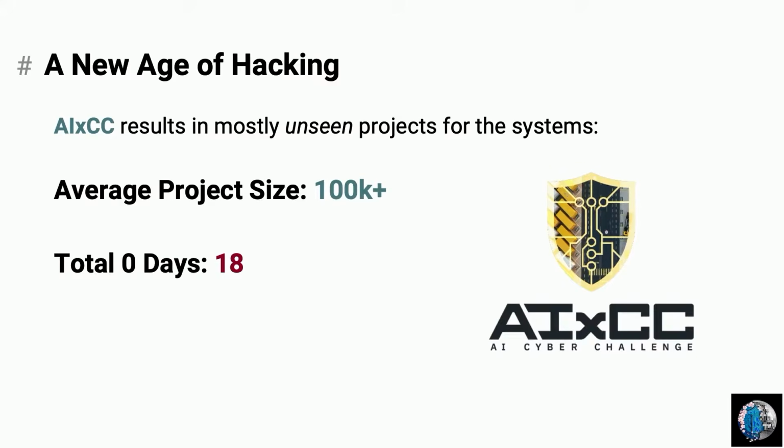18 might sound like a small number, but consider the fact that these systems had never seen this source code before. These are essentially free 0 days. And when I say free, I mean pretty dang close. On average, these 0 days cost 152 LLM dollars, right? So spending on your API credit. That's kind of a scary number, right?